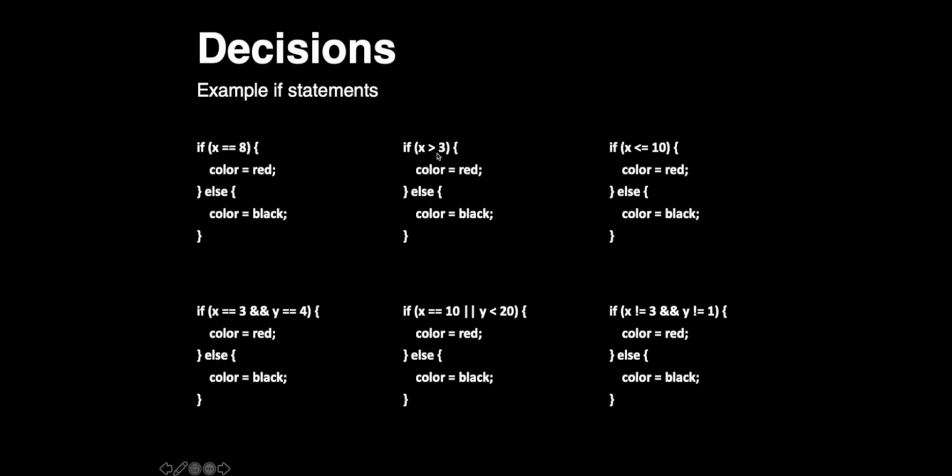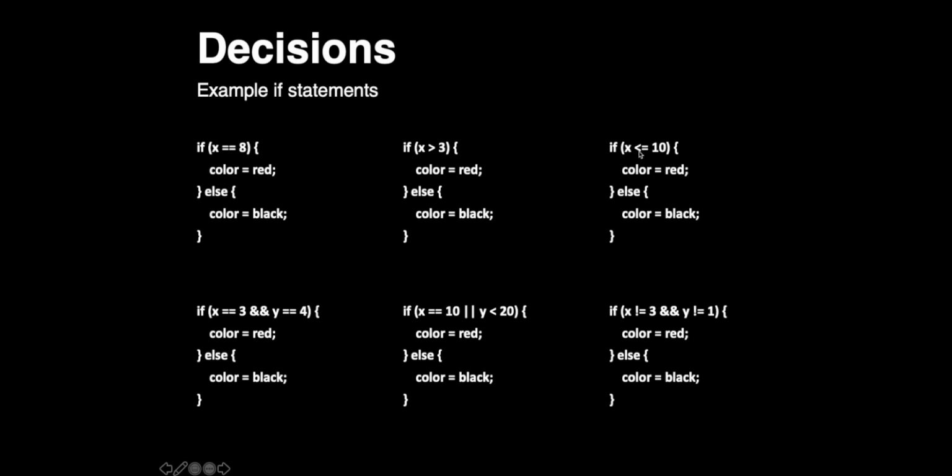If x is greater than 3, then red, else black. So if x is, let's say 5, which is greater than 3, then it's going to be red. If x is 0, which is less than 3, then that's false, then it's going to be black. If x equals 3, then it's also false because 3 is not greater than 3. So it's also going to be black.